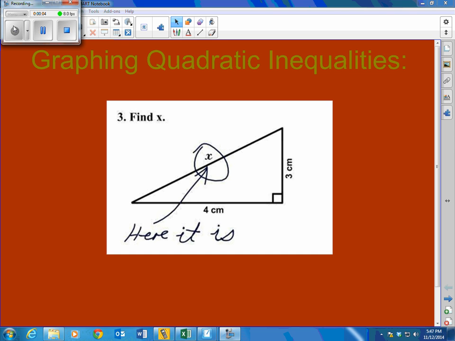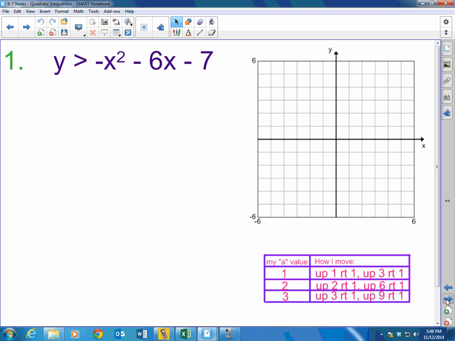In this lesson, we are going to be working with quadratic inequalities, so it will be very similar to what you have seen in the past. It's just that they will have inequality symbols in them. Here's our first example. It's asking us to graph the parabola, and it's asking us to shade because it has an inequality symbol in it.